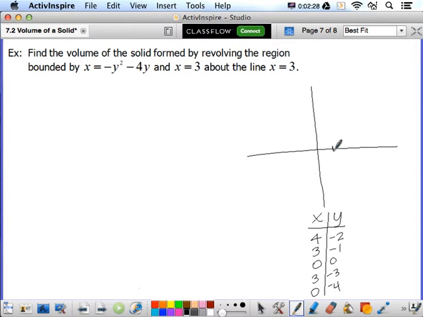Let's see. 1, 2, 3, 4. 1, 2, 3, 4. Okay, so we have 4, negative 2; 3, negative 1; 0, 0; 3, negative 3; and 0, negative 4. So here's our sideways parabola. Well, should have been, I kind of missed there.